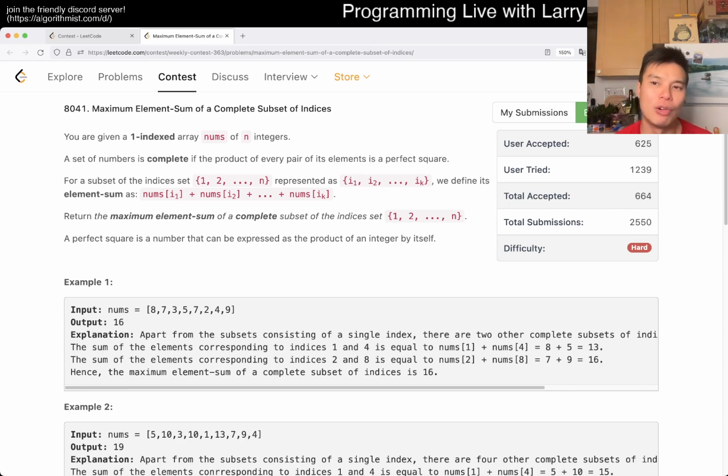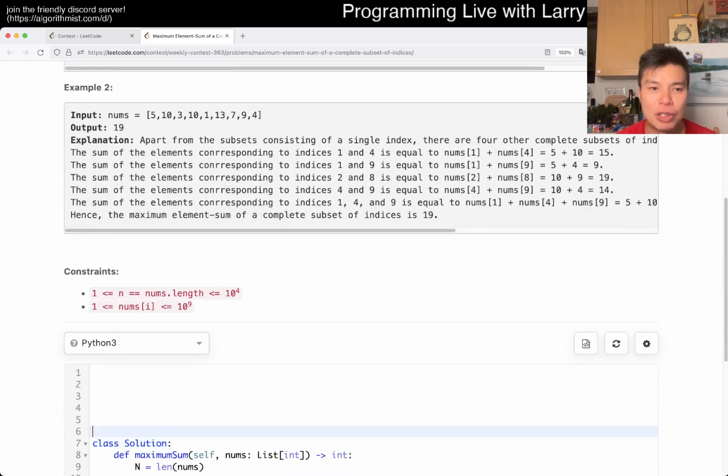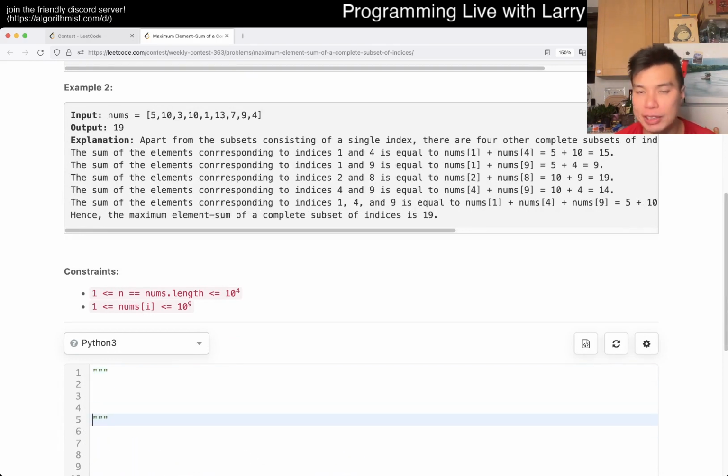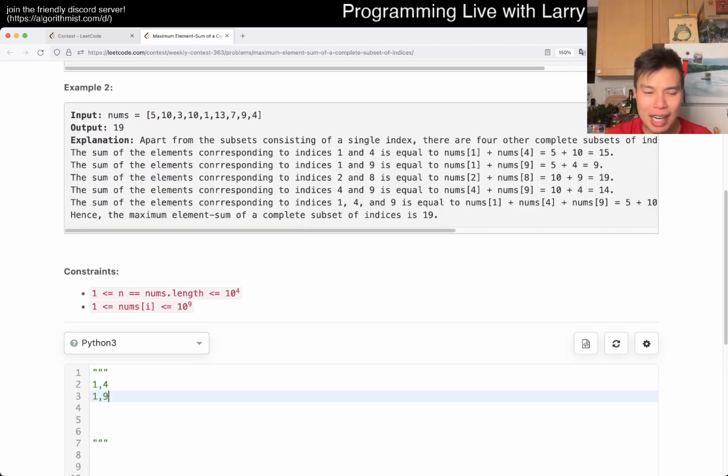I think the way that I would think about it is that in this problem, because you're trying to figure out the sum, it is always going to be greedy in some dimension. And what dimension is that? The dimension I'm talking about is that, let's say in this case, in example 2 that they gave us, there are some possibilities, 1, 9, 1, 4, 9, right?